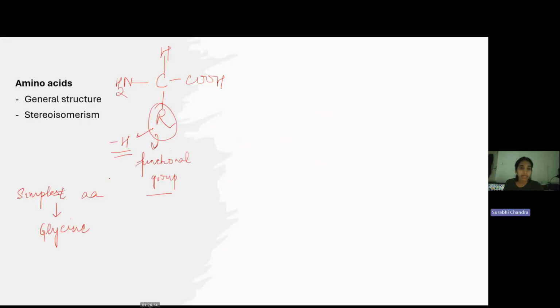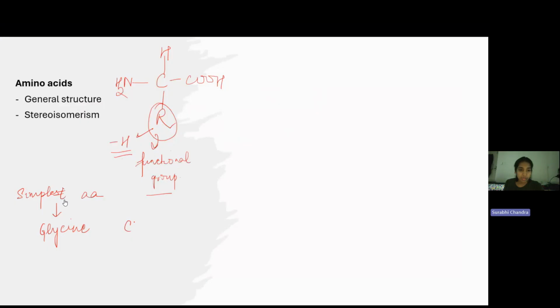Now if we look at the general structure of the amino acid, it has a C alpha. Whichever C atom is joined to the carboxylate group is called C alpha. It has an NH2 group here, a COOH group here, and one H atom bound to it, and this is the variable functional group.